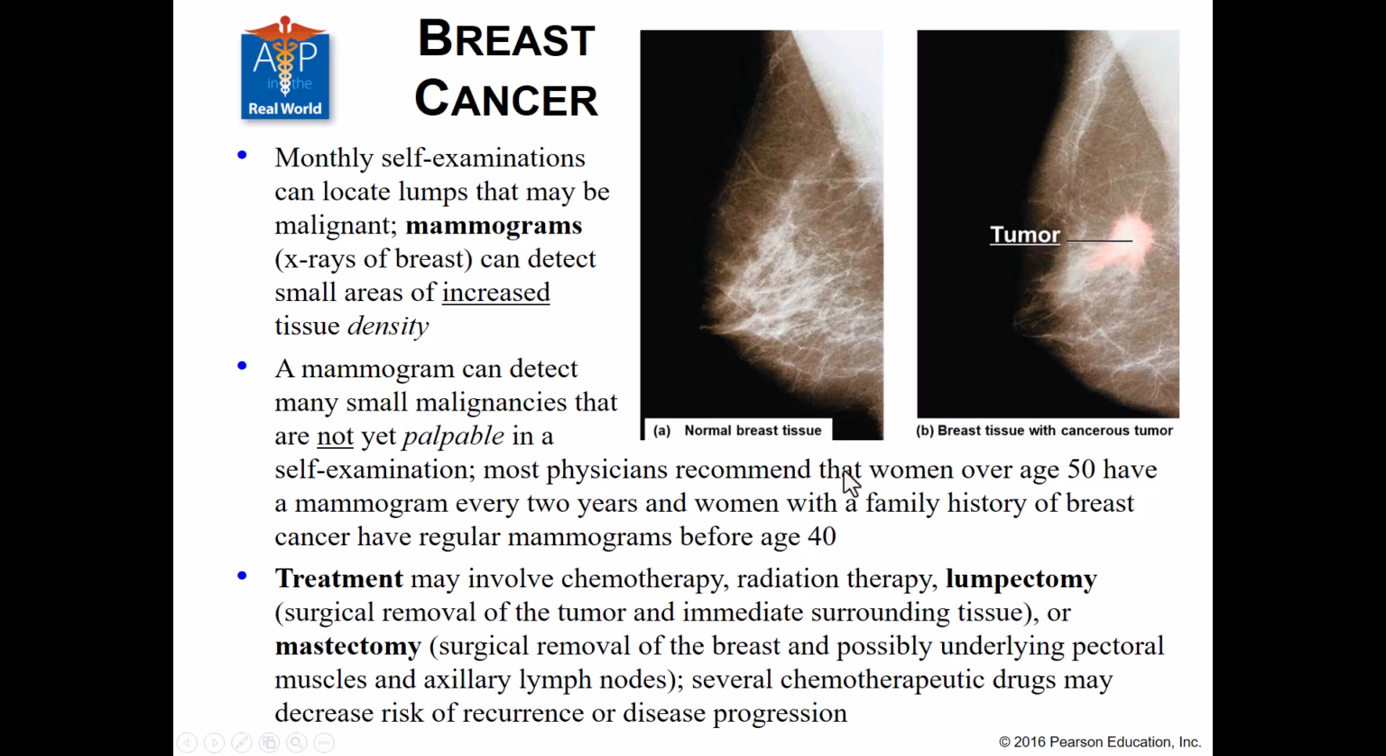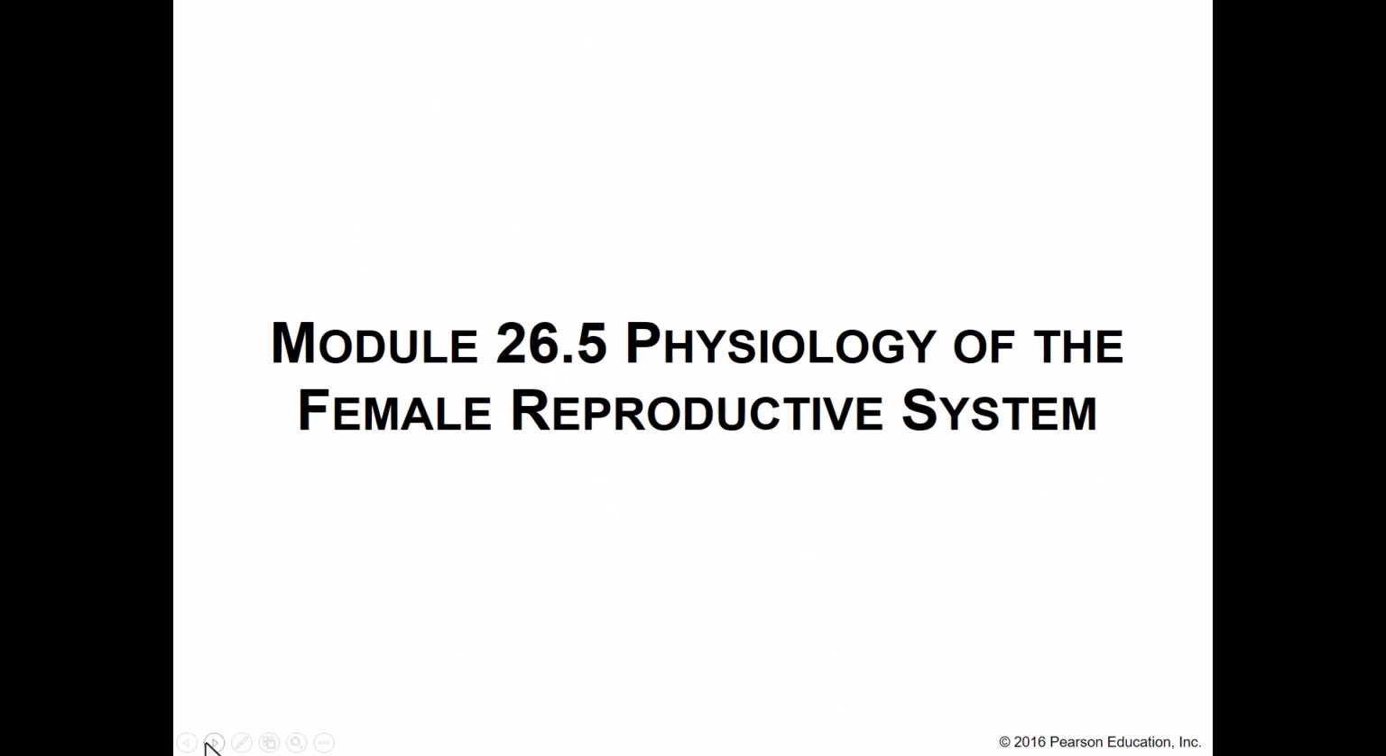You should have regular mammograms over the age of 50, and if there's a history, then you should have them before the age of 40. Treatment, as long as it is not advanced, can be a lumpectomy. If it is more advanced, then you have to have a mastectomy. Those tend to be followed by at least radiation therapy and chemotherapy sometimes. And that wraps up our talk on female anatomy.